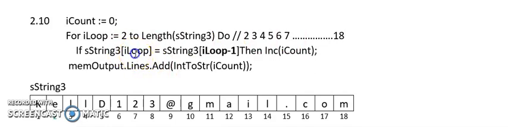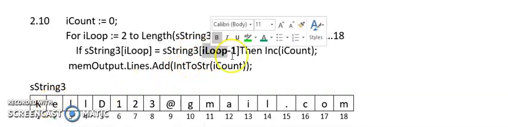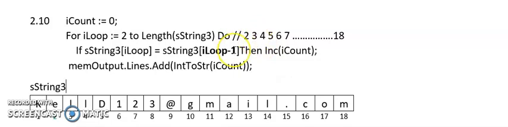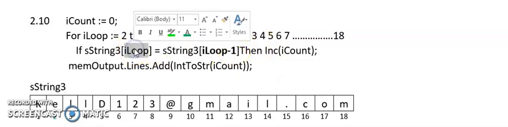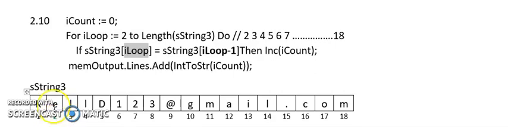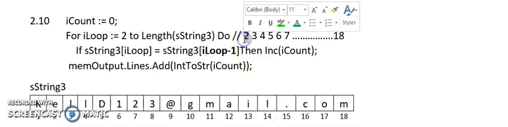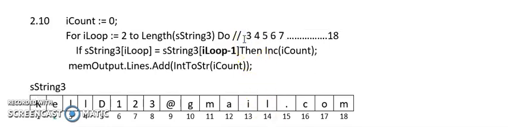So that says string 3 position 2. Look at that one, which is the E, and look at string 3 position loop minus 1. Loop is still 2, 2 minus 1 is 1. So it's saying take the 2nd one and look at the one before it. In other words, compare those two, the K and the E, and if they're the same, increment the count. Okay, they're not the same. It's a capital K and a capital E. So that's not, okay. Then we go through the loop again, and the loop becomes 3.